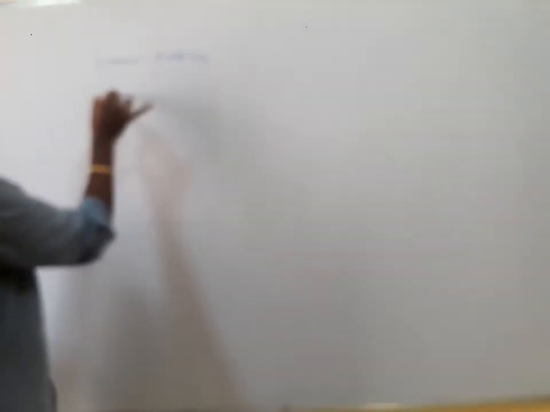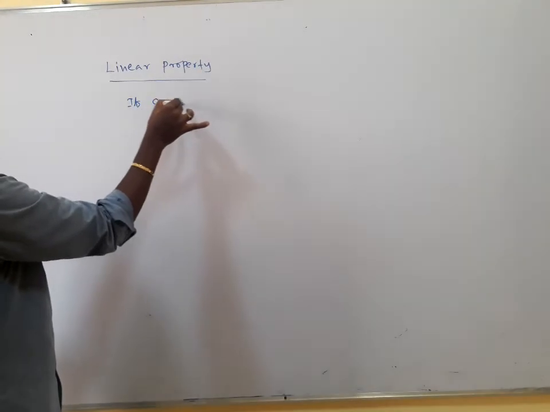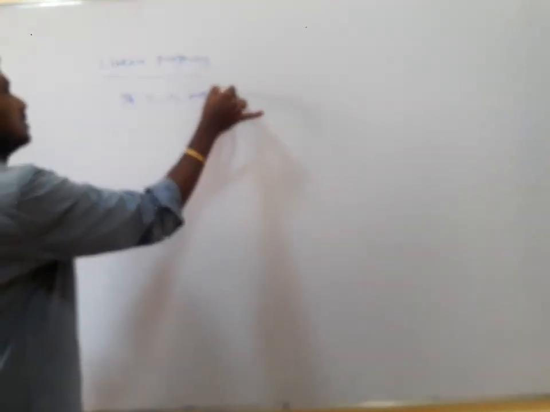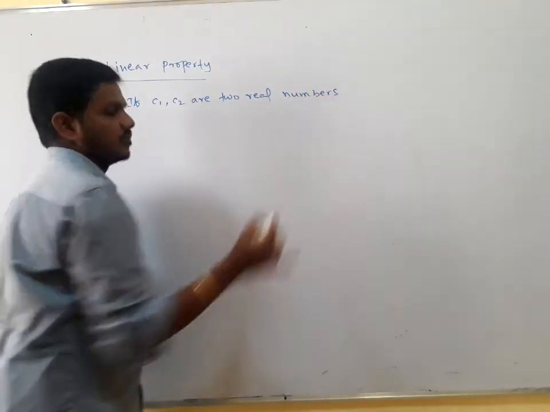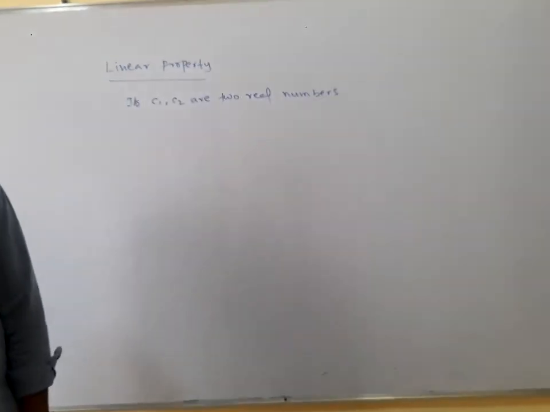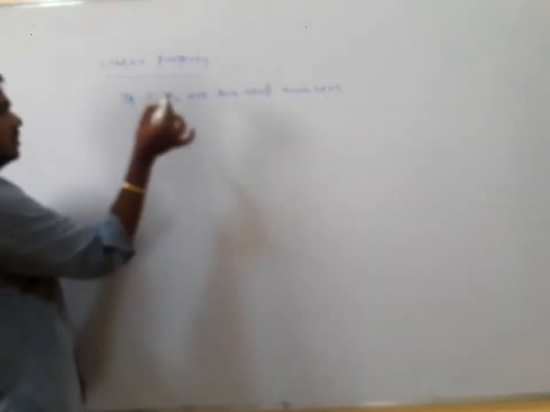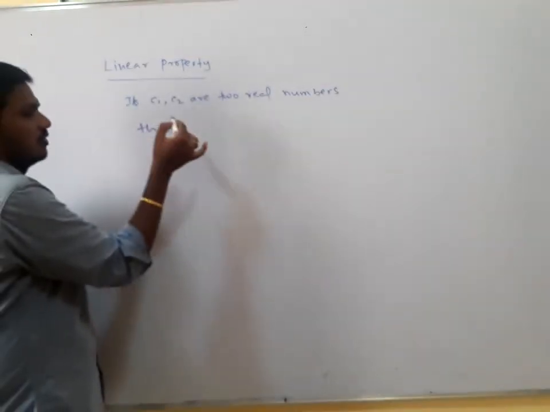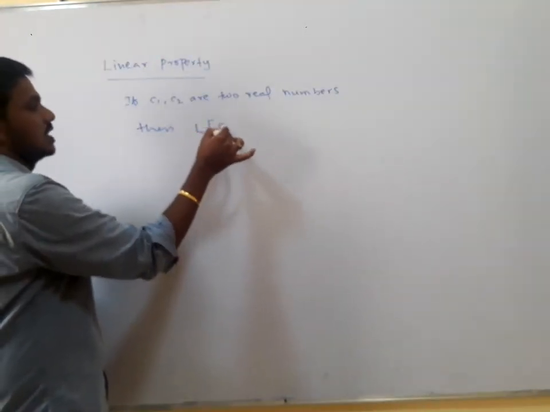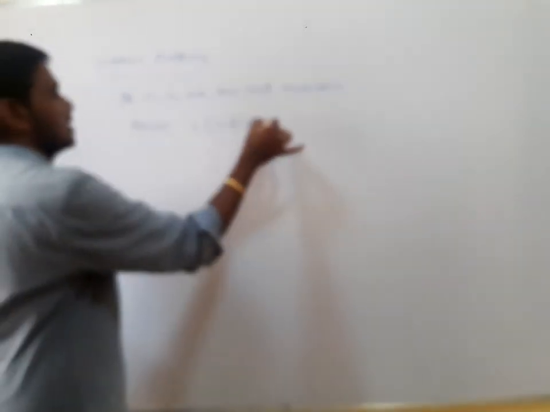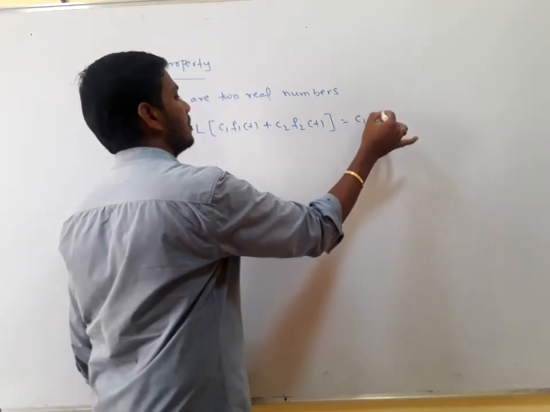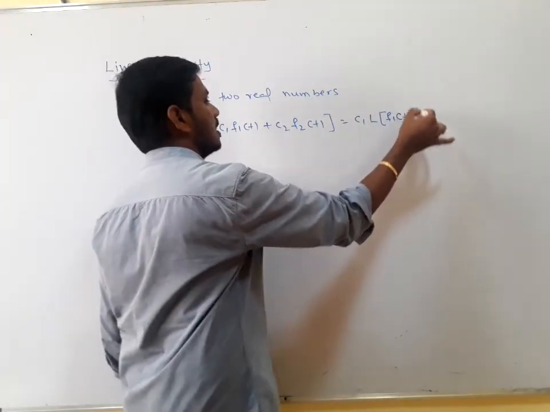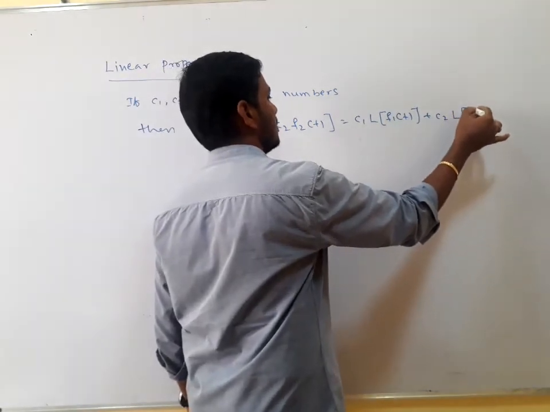Linear property. If c1, c2 are two real numbers, real constants, and f1 of t, f2 of t are two functions, then the Laplace transform of c1 f1 of t plus c2 f2 of t is equal to c1 times the Laplace transform of f1 of t plus c2 times the Laplace transform of f2 of t.